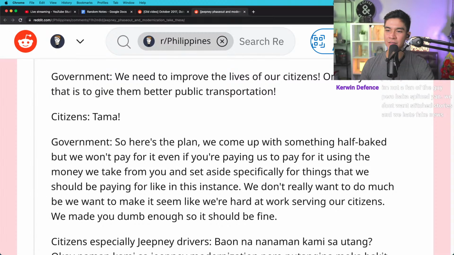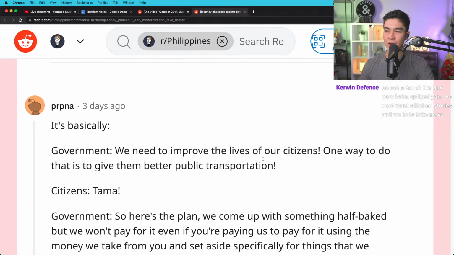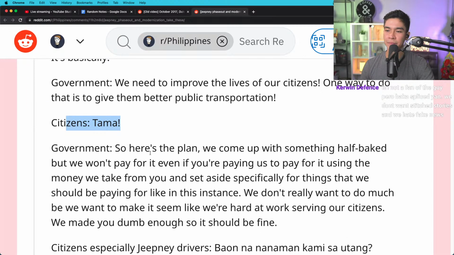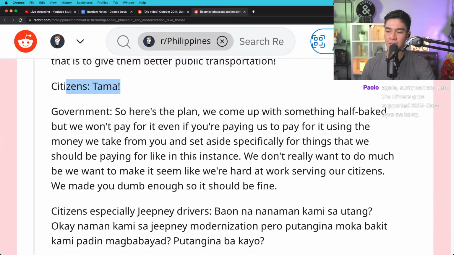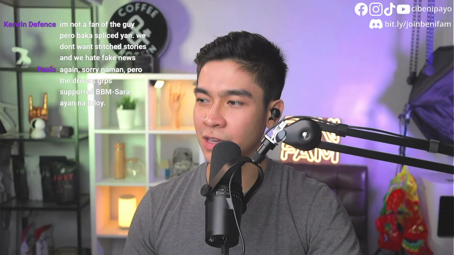Basically yun talaga eh. Paulit-ulit tayo doon. And here we have a really bad summary of what happened the past few years. Government, we need to improve the lives of our citizens. One way to do that is to give them better public transportation. Tama, sabi ng citizens. So here's the plan, government says. We come up with something half-baked but we don't pay for it. Even if you're paying us to pay for it, using the money we take from you and set aside specifically for things that we should be paying for, like this one in this instance. We don't really want to do much. We want to make it seem like we're hard at work serving our citizens. We made you dumb enough so it should be fine. Tama naman, no? Kaya tayo nagbabayad ng taxes for cases specifically like this one, right?